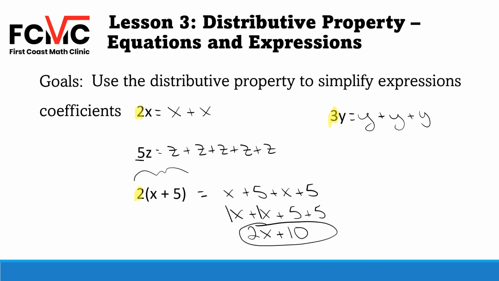Now, you may have noticed a shortcut. If we don't want to rewrite x plus 5 plus x plus 5, we could basically just take that 2 and, using our distributive property, distribute it and multiply it by each of the terms inside the parentheses. So we're going to have 2 times x plus 2 times 5. And I'll use parentheses to represent the multiplication. 2 times x is just 2x. 2 times 5 is 10, and we get the same answer both ways.